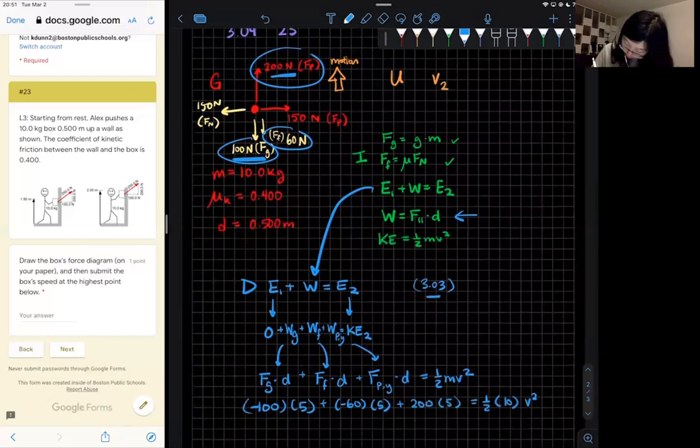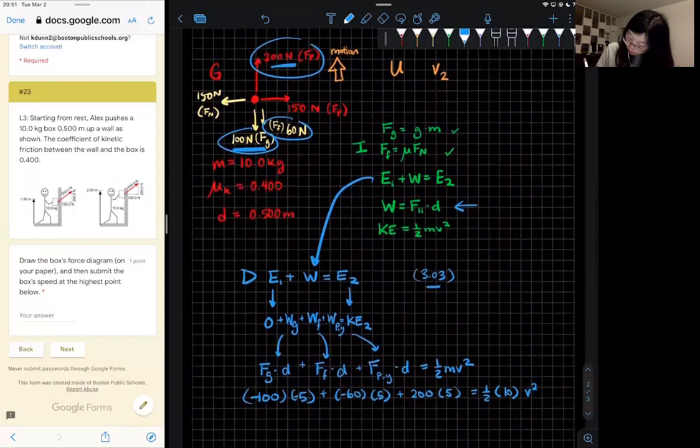Sorry, all the distances are 0.5, not 5. My mistake. And if we add all these up, let's see, we would get 20 equals 1/2 times 10 times v squared. And if you solve for v here, you should get that v is 2. If I cared about sig figs, I could be a little more careful, but 2 meters per second.